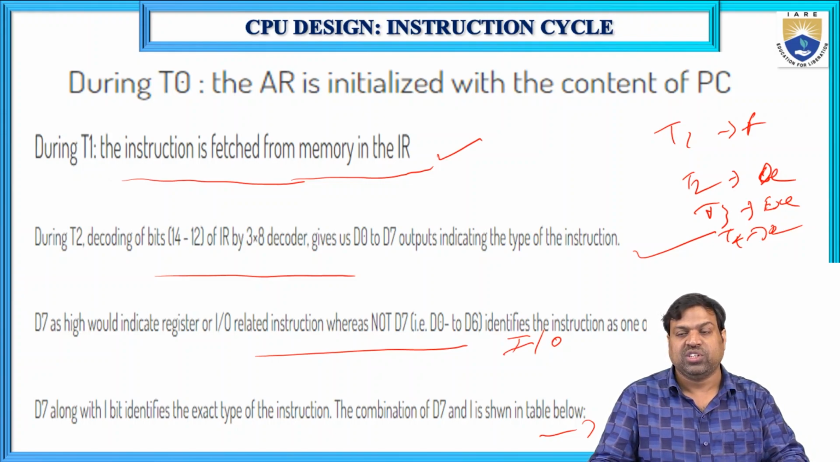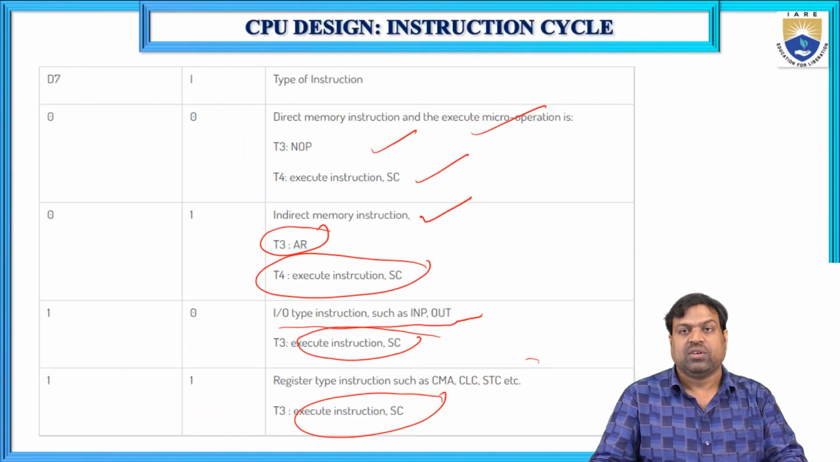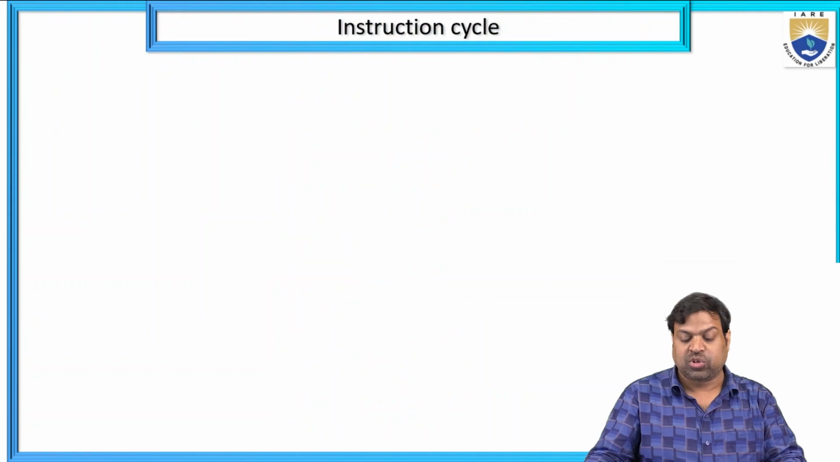That is D0 to D7, so the last execution is D7. Each cycle, what is happening at each clock pulse, is shown here. Okay, that is about the instruction cycle.